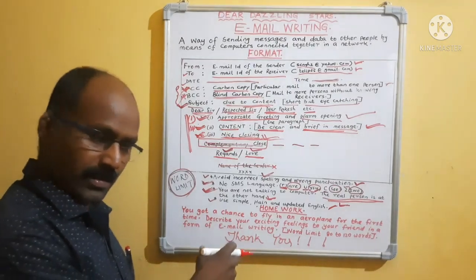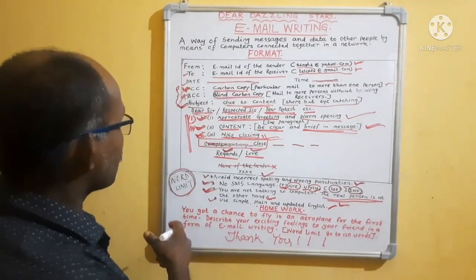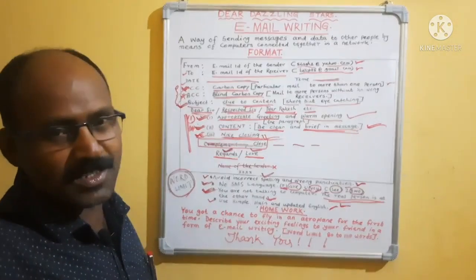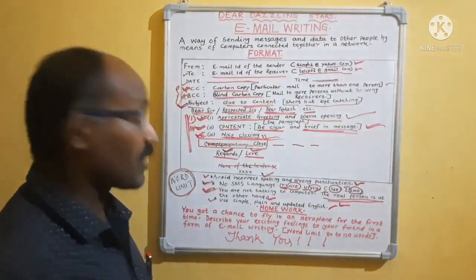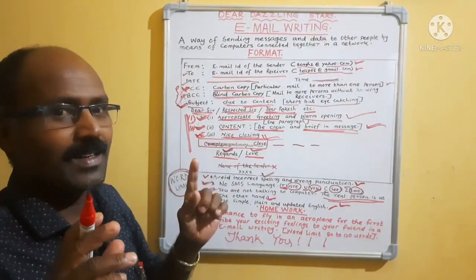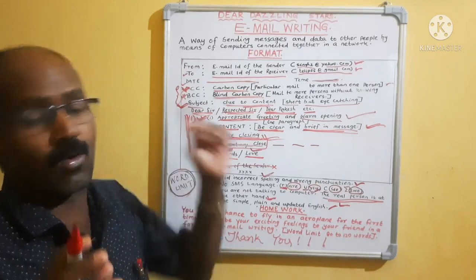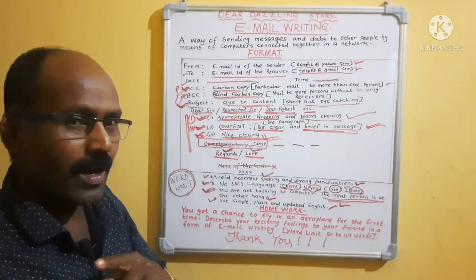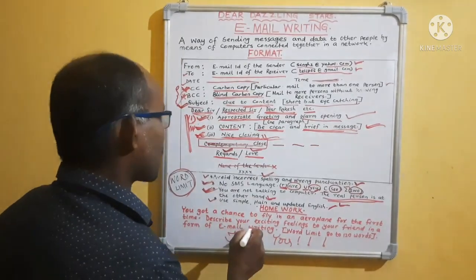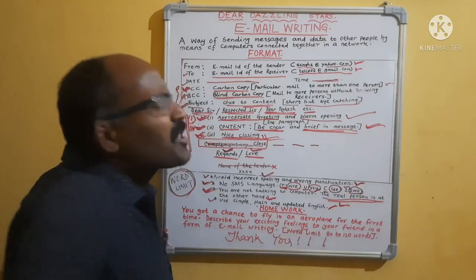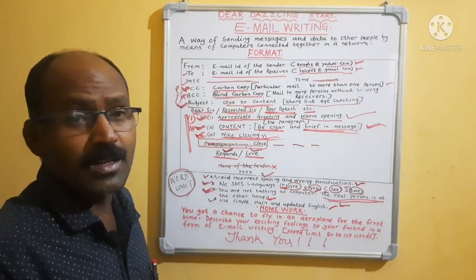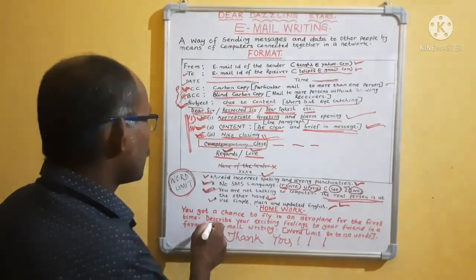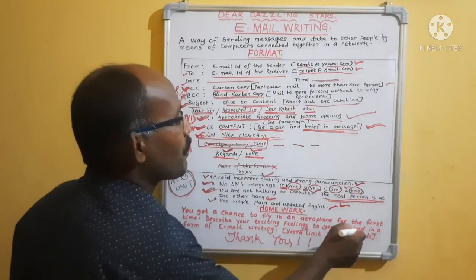Now the homework. What is given? See the question. Suppose you got a chance to fly in an aeroplane for the first time. If you have not flown in an aeroplane before and you are going to fly for the first time, describe your exciting feelings. What are your feelings? How do you feel? What happens? What are your expectations? You describe your exciting feelings to your friend.